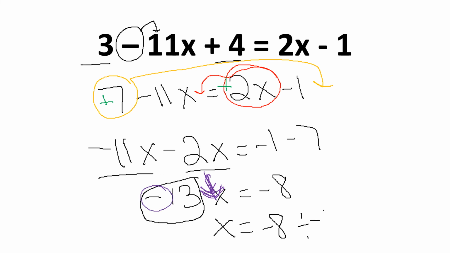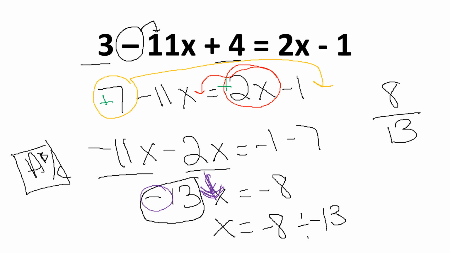So this becomes negative 8 divided by negative 13. And remember, I'm not going to use a division sign. I'm going to use my fraction key, negative 8, fraction key, negative 13. Well, mine says error, but a negative divided by a negative is a positive. 8 over 13. And you're going to just keep it as 8 over 13. Do not convert it to a decimal, okay?